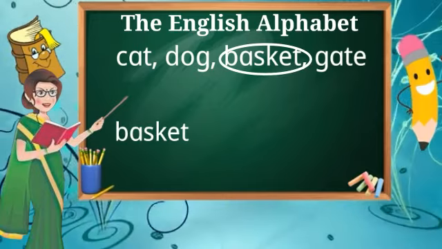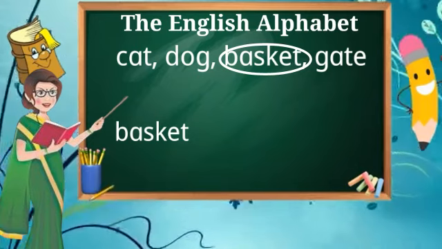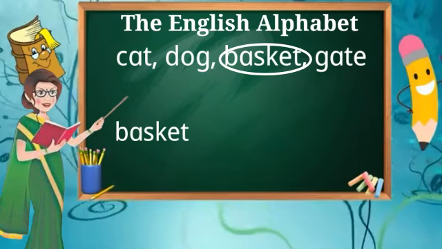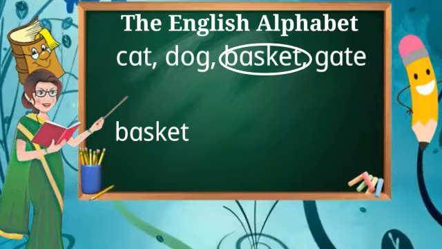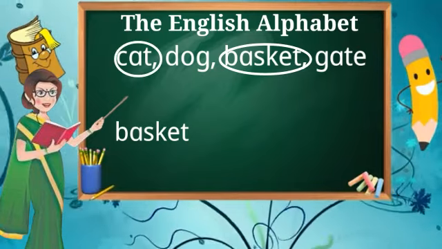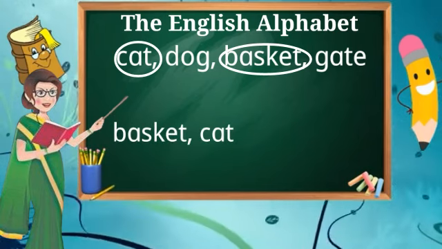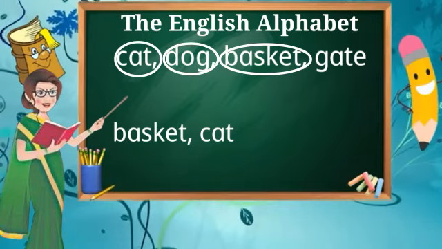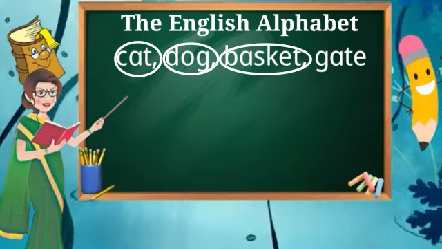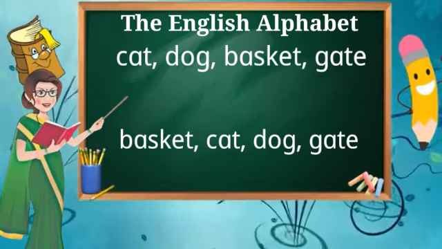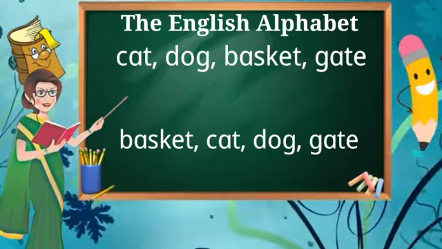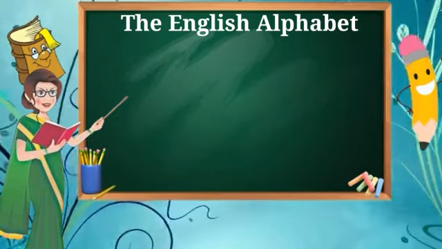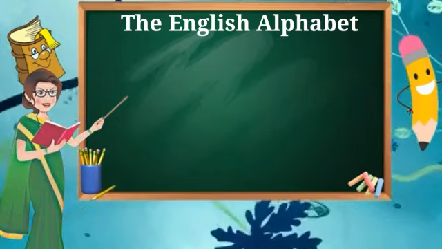Then think about it. C, D or G? Which one comes first from these three letters? C, D or G? C comes first. Okay, so write C for cat, basket, then cat. Then D or G? D comes first, so D for dog. Then the last one, get. So here you found basket, cat, dog and get as your dictionary order. Understood? Okay.